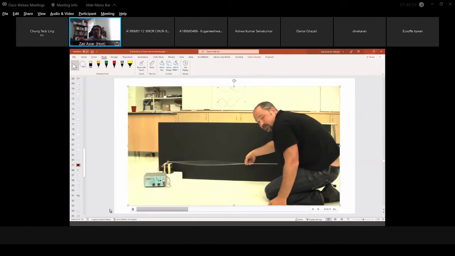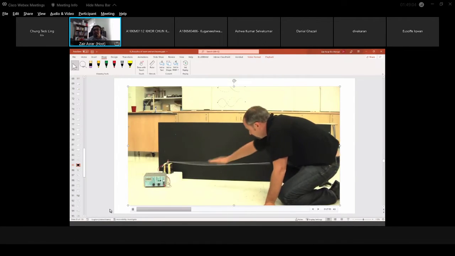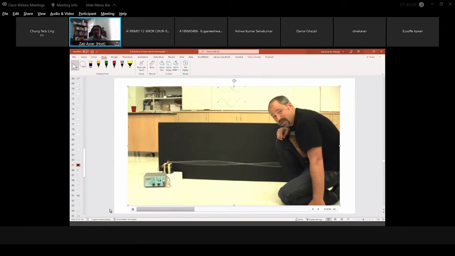I can touch it and it still is working. So the node is not moving. Here it's moving up and down, and here it's moving up and down. And we'll see that in a second with the high-speed camera.